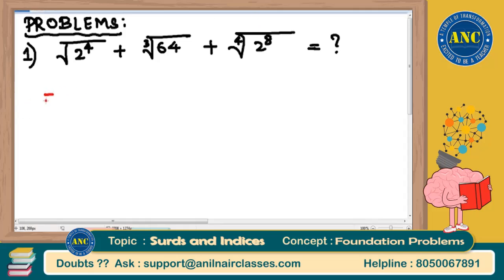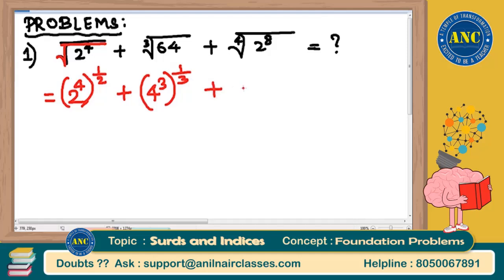Now, this can also be written as 2 power 4. I will write it as it is. Square root is nothing but power 1 by 2. One problem I am writing in detail. 64 I will write it as it is. 64 is nothing but 4 power 3, right? Cube root is nothing but power 1 by 3. And 2 power 8 I will write it as it is. Fourth root is nothing but power 1 by 4.